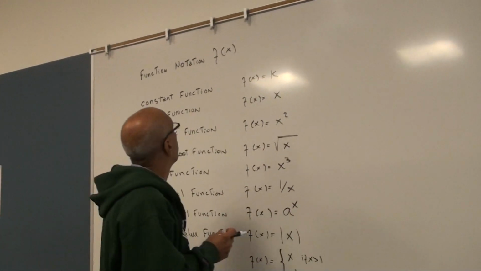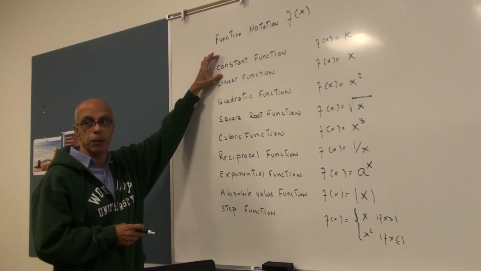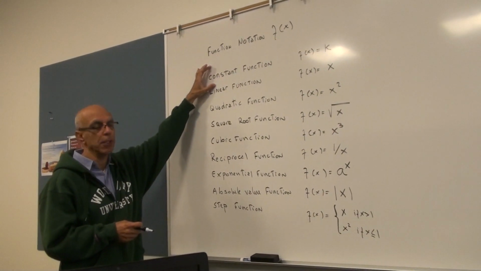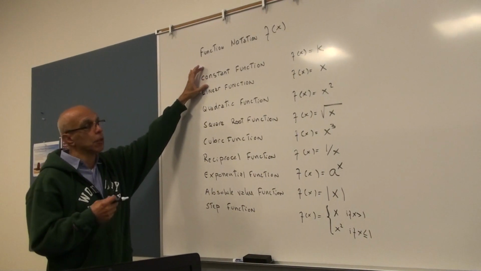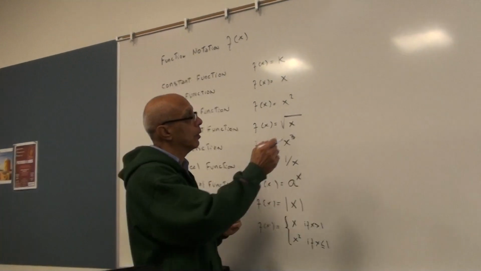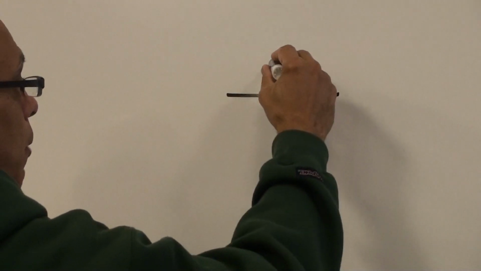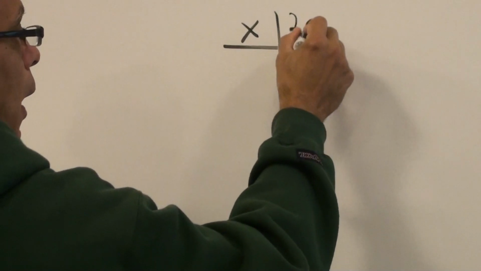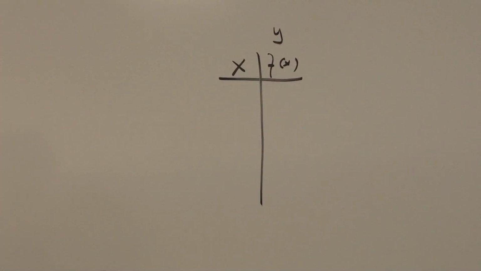But let's start with the constant function. A lot of students ask me, I have problems graphing. You've got to do this yourself. The standard way to graph any function is by making a little table of different values of x and f of x, right? Before, we were writing y here, okay?